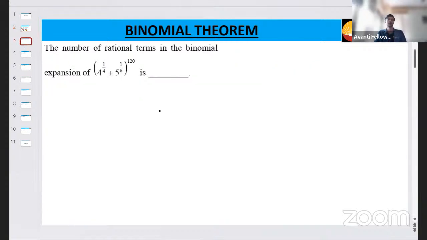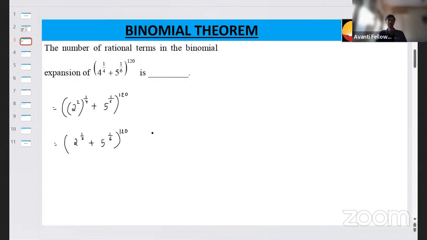This one. The number of rational terms. Now this is a very famous question. If you have done it in class, you must have done such a question. Number of rational terms. Just one caution: I can write 4 as 2 square, because I want to find rational terms. It is better to simplify everything as much as possible. This will be equal to (2 raised to the power half plus 5 raised to the power 1 by 6) raised to the power 120.